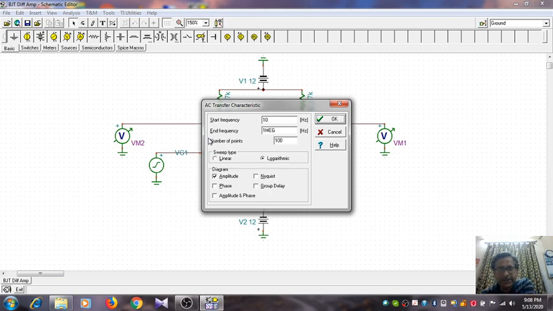Here we see the start frequency. We can choose it from 10 Hz, that will be a better one. We cannot start from 0 Hz, although this is meant for operating straight from the DC.